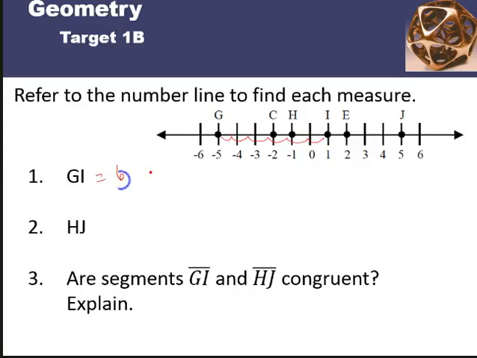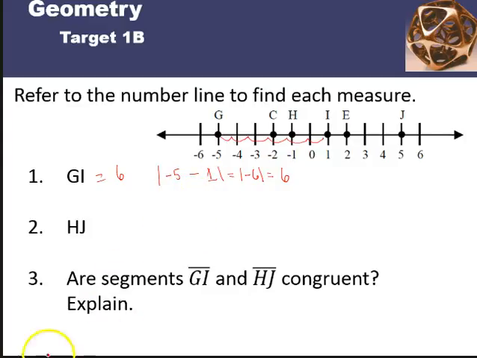So I get 6. The other way is to use the formula, and remember it was the coordinate of the first, so the coordinate that goes with G is -5, always a minus, and then the coordinate of I, and the coordinate that goes with I is 1. So -5 minus 1 is -6, and that's in absolute value, and the absolute value of -6 is 6.